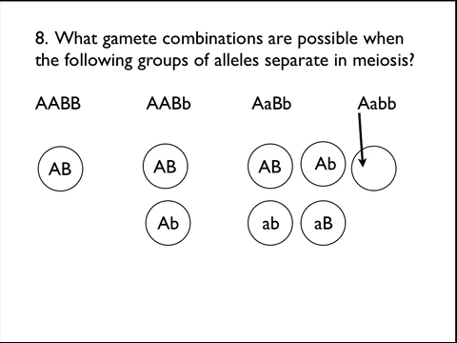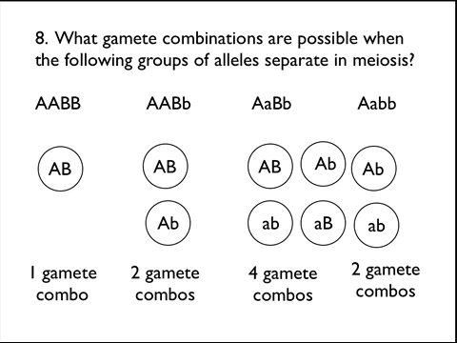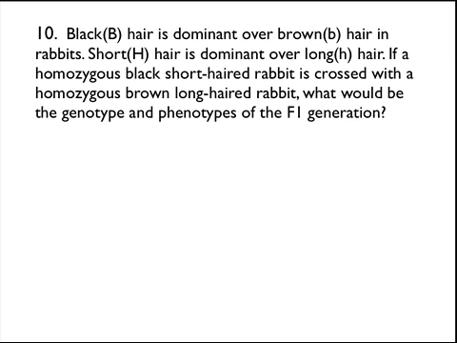So there are actually 4 combinations for this one. And then the last one, we could have big A, little b, or we could have little a, little b. And those are the only combinations for that. So in summation, there's 1 gamete combination for the first one, 2 for the second, 4 for the third, and 2 again for the fourth. Now I did skip a number in there, so if you notice it jumps from 8 to 10, that's what it says on your handout as well.